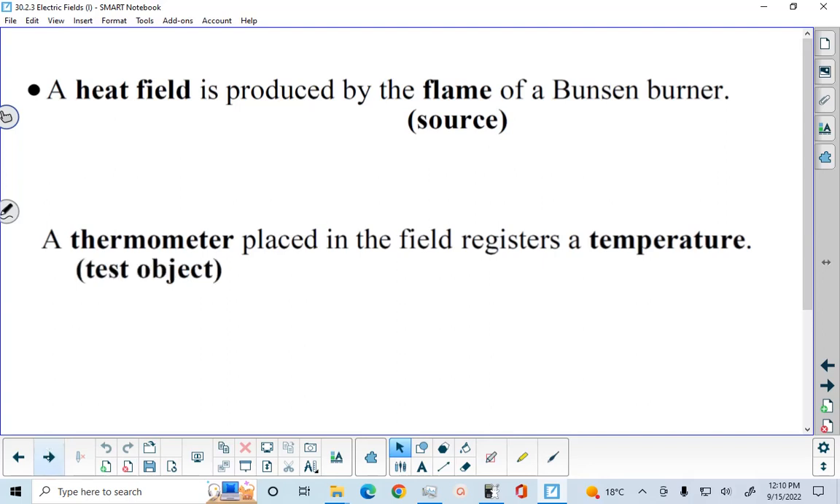So the thermometer is what we would call the test object. I have a heat field. What's the source of the field? A flame. How do I know it's there? I put a thermometer in there, the test object. And how is the test object influenced? It reads a temperature.